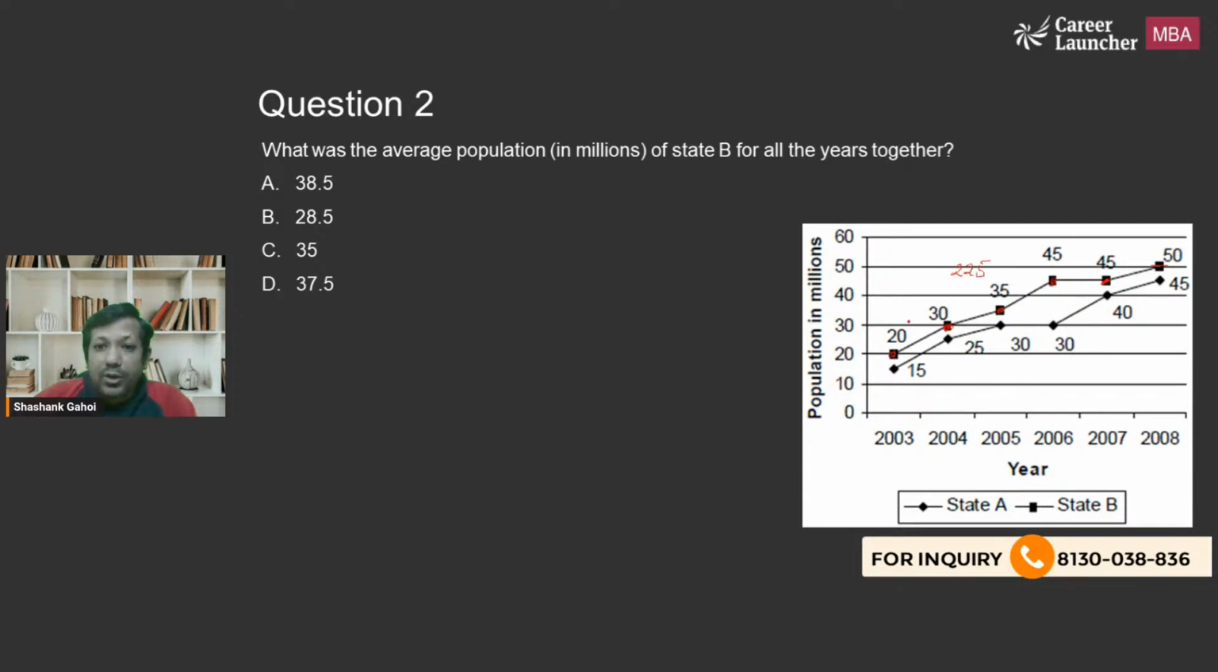Now, how many years are we talking about? 1, 2, 3, 4, 5, 6. So the average is going to be the total population, 225, divided by 6, because we are talking about 6 years. So this value comes out to be 37.5. So the answer of this question comes out to be option D, that is 37.5. Okay, now let's move on to the next question.